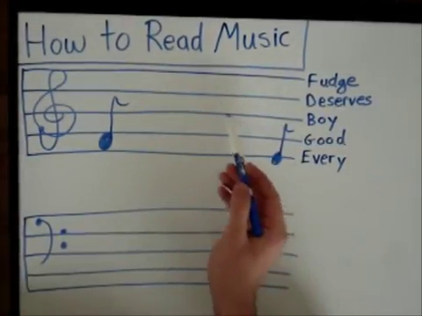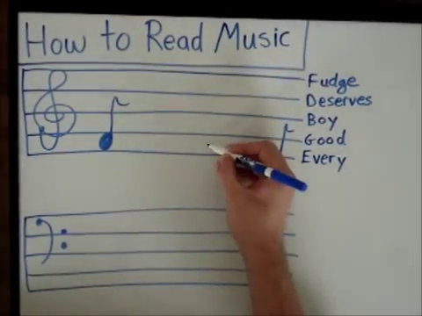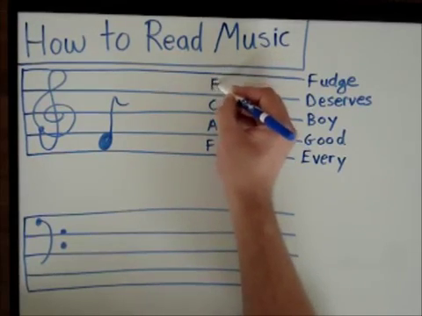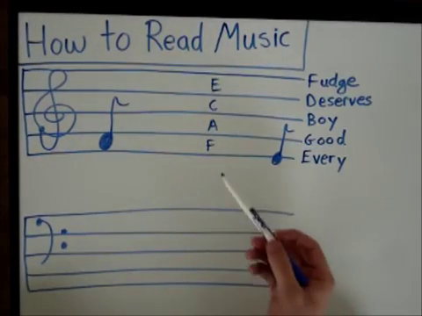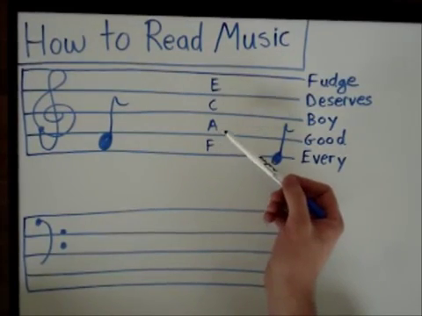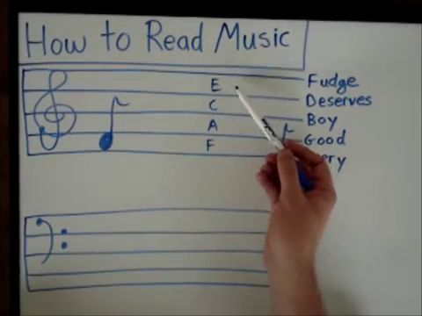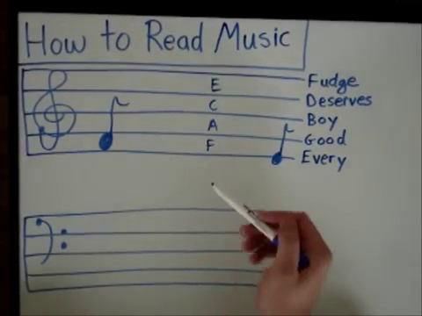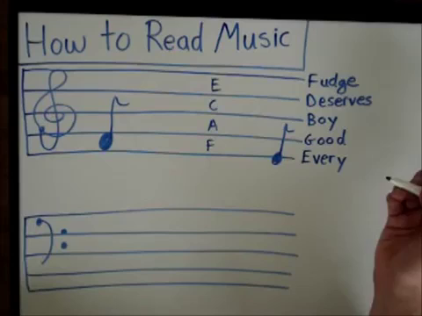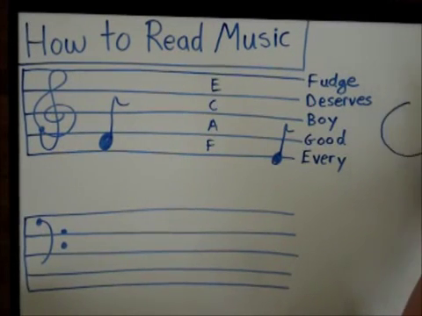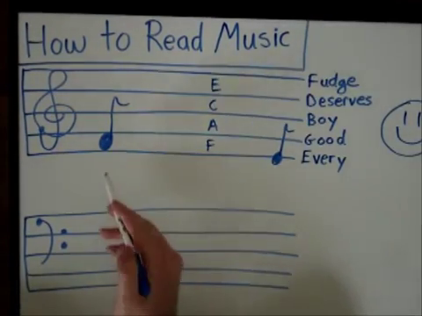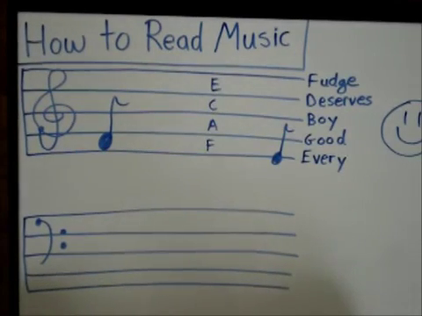What do these spaces represent on the treble clef? The first space represents F, and then the second A, third C, and fourth E. And so that's a pretty easy thing to remember. All you have to remember is kind of just a face. That's all you have to remember for that one. So if you see this note here in the space, that means you're going to play an F.